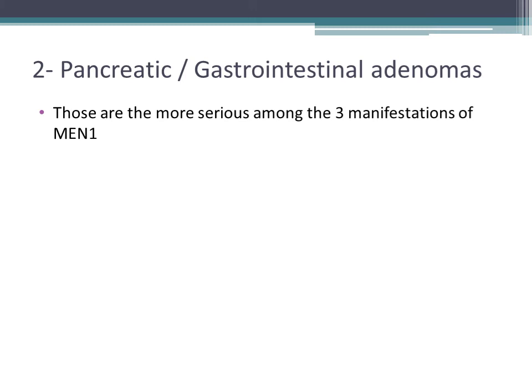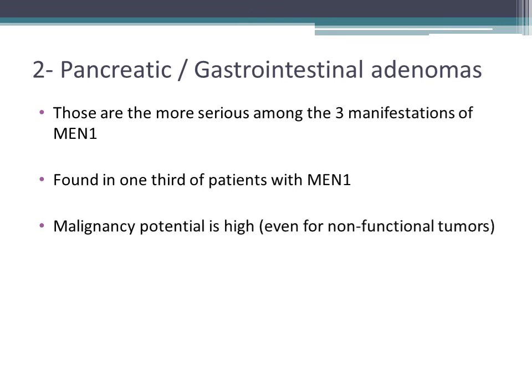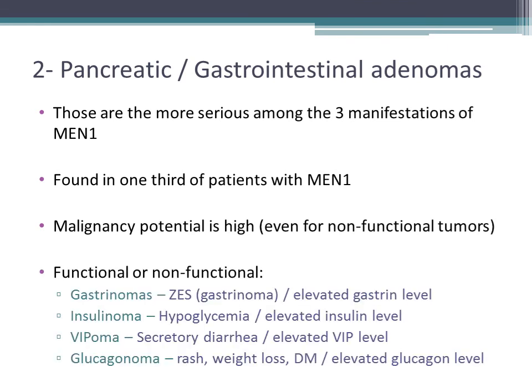Okay, so pancreatic gastrointestinal adenomas are the second component of MEN1. Those are more serious among the 3 manifestations of MEN1 because they have more malignant potential. They're found in 1/3 of patients with MEN1, or maybe a bit more actually. Malignancy potential is high, even if not functional. The types of pancreatic tumors include gastrinomas, insulinomas, vasoactive intestinal peptidomas, or glucagonomas, and each one has its own different presentation or symptomatology, as you can read here in this slide.